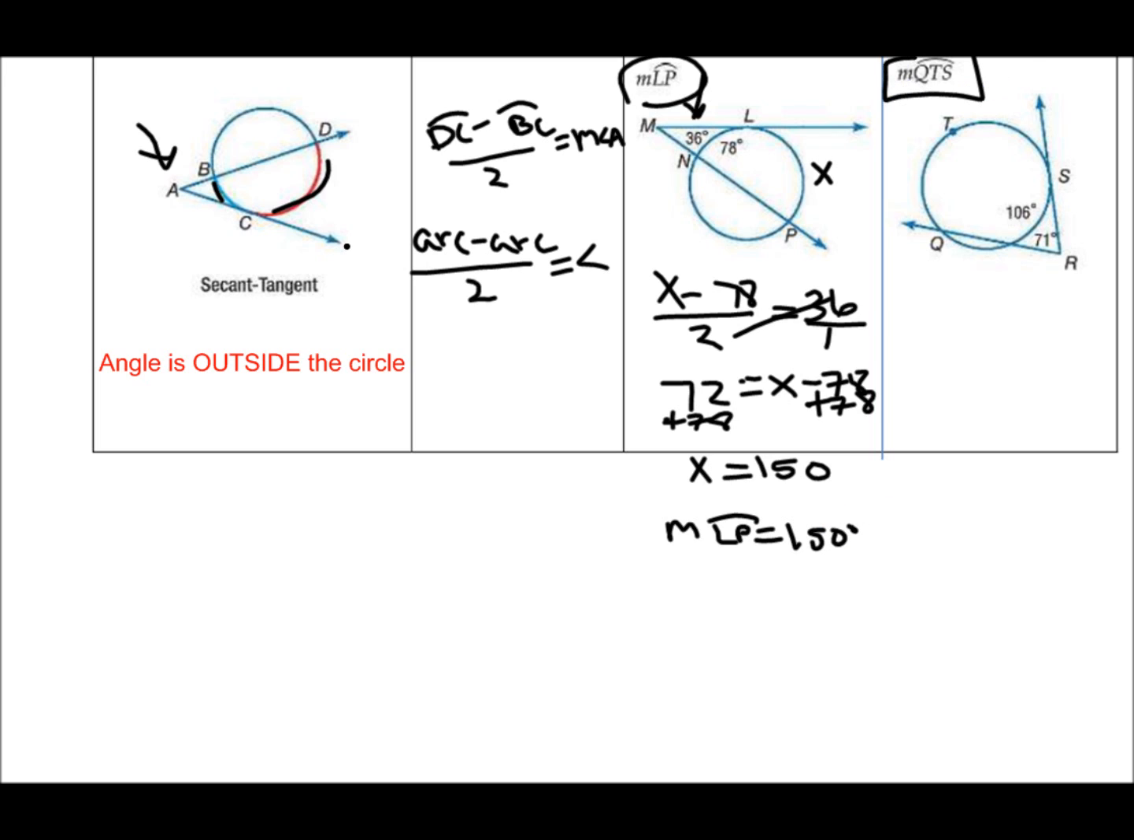Okay, so same concept. I'd like for you to try the next example, finding the measure of arc QTS. Once again, I'd start by calling it x and using the formula. Pause the video and see if you get what I get. Okay, and you should have gotten the measure of arc QTS is 248 degrees.